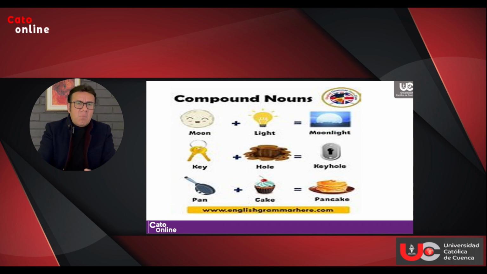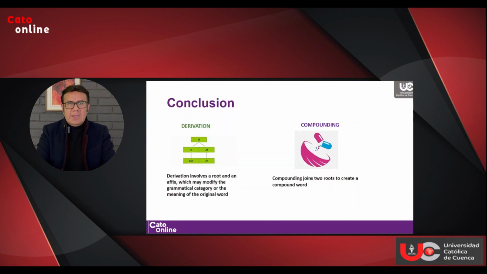So here we have more examples of compound nouns. For example, we can join moon plus light, and we have moonlight, right? You can get key plus hole, and then you have keyhole, right? Also pan plus cake, you have pancake, right?